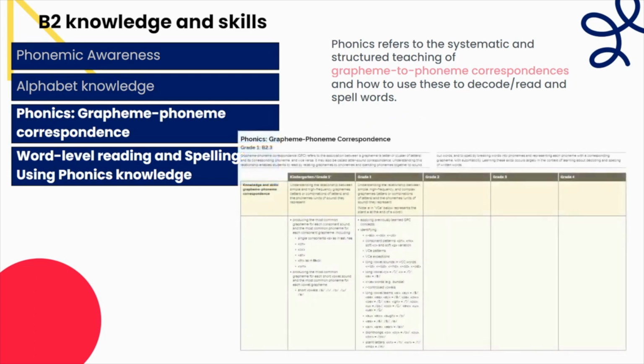In the appendix, you will see a detailed list of all of the grapheme-phoneme correspondences that should be taught in the Grade 1 curriculum, as well as the specific phonemes that should be consolidated prior to beginning the Grade 1 scope and sequence.